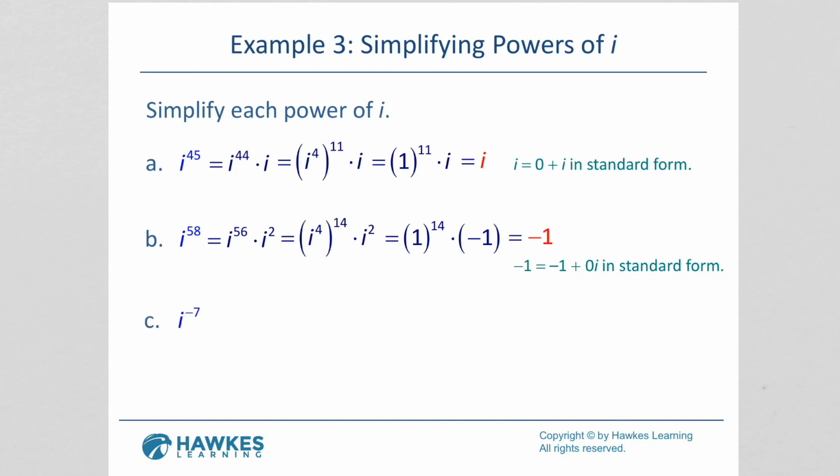Example 3c, i to the negative 7 is equal to 1 over i to the 7th, which is equal to 1 over i to the 7th times i over i, because we still don't want to leave complex numbers in the denominator. This is going to equal i over i to the 8th, which is i over 1, which is simply i. i is 0 plus i in standard form.